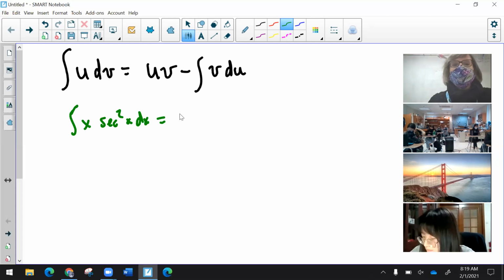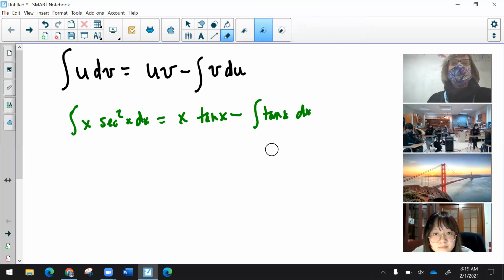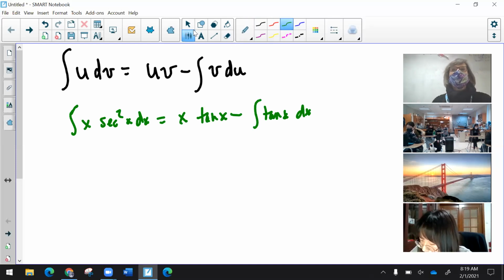I believe we were to the point where we had x tan x minus the integral of tan x dx. Is that true? That's where we were. We're supposed to evaluate that other integral.